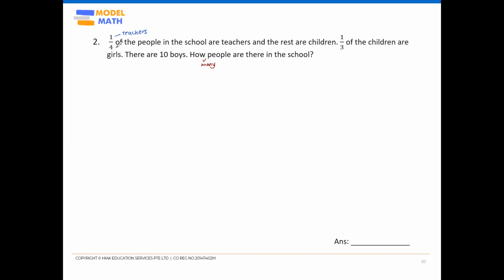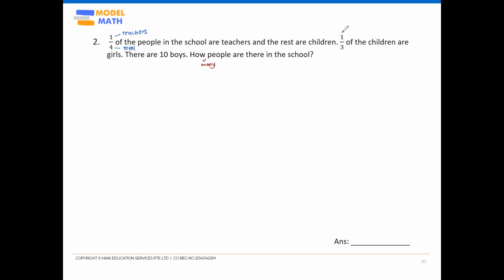Now, what about the 4 units? Who do they represent? Usually I will see the keyword "of the people". "Of the people" usually tells you who the denominator is. So 4 units refers to the total people in the school. I'll just call this total because people means everyone.